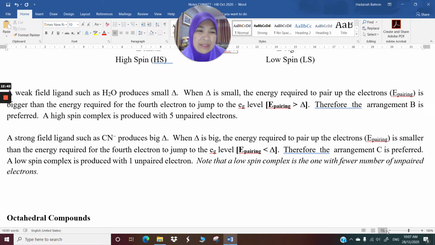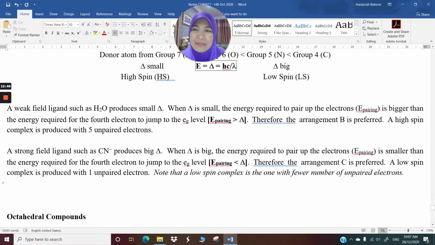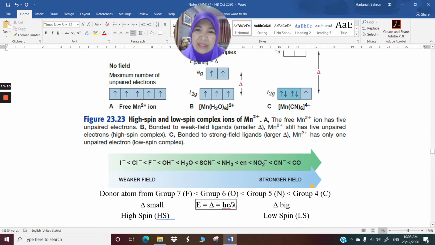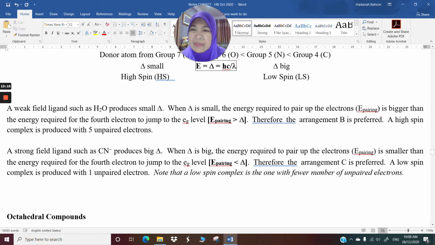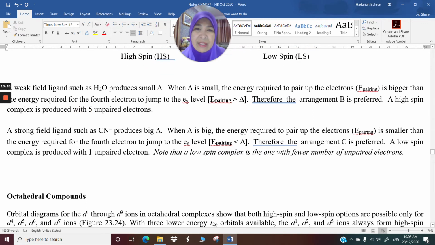Now, a weak field ligand such as water produces a small delta. When delta is small, the energy required to pair up the electrons is bigger than the energy required for the fourth electron to jump to the higher level, i.e. the energy for pairing is bigger than delta. Therefore, the arrangement of B here is preferred. A high spin complex is produced with 5 unpaired electrons.